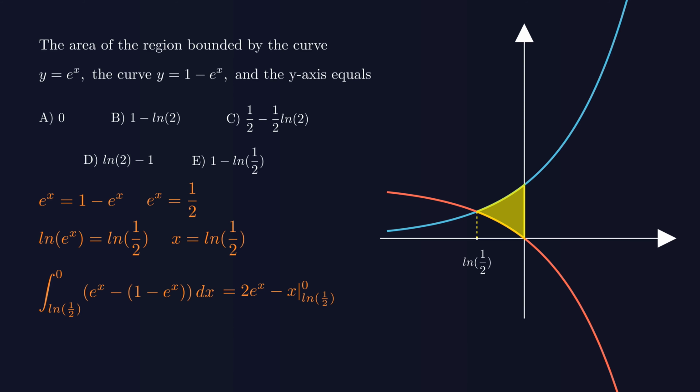When we plug in x equals 0, we get 2 minus 0. When we plug in x equals natural log of 1/2, we get 1 minus natural log of 1/2, which simplifies to 1 plus natural log of 1/2. That's not one of the choices in the answer options. So what do we do? Let's remember that natural log of 1/2 is the same as natural log of 2 to the power of negative 1, which becomes negative natural log of 2. So this expression becomes 1 minus natural log of 2. The correct answer is option B.